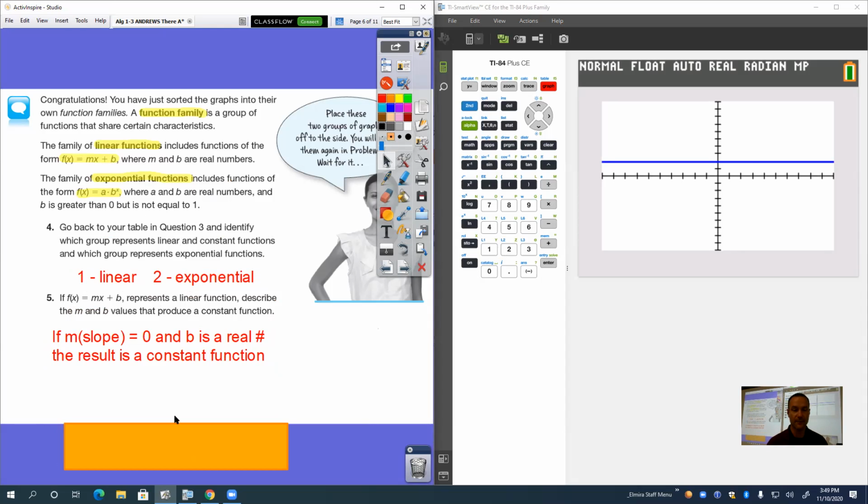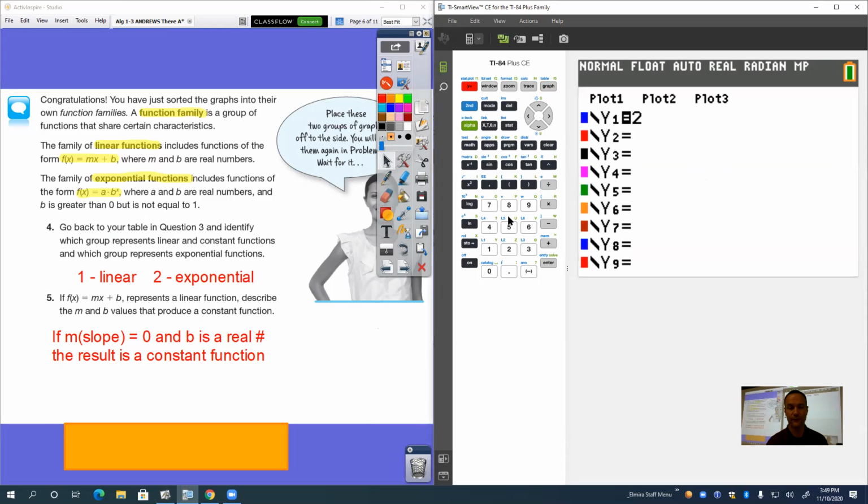So if f of x equals mx plus b represents linear, describe the m and the b values that produce a constant function. Well, it's constant if the slope is 0 and b is a real number. That's the graphs that go across, just like this one does, where we had y equals 2, for example. So we just had a number, just a plain number.